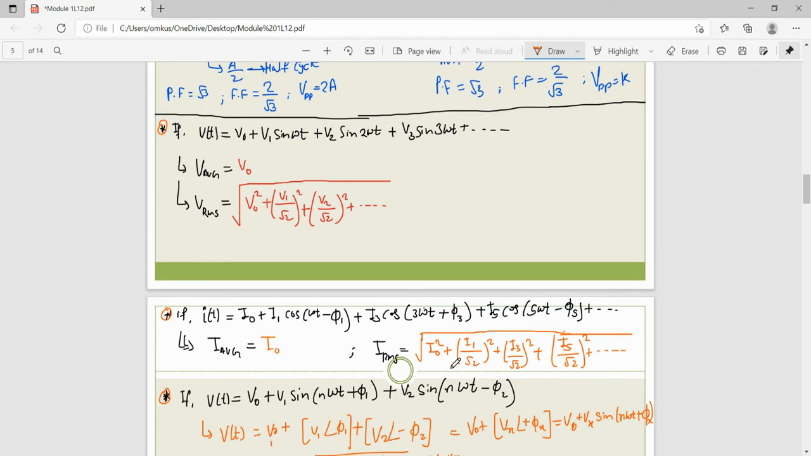So how to proceed to solve that question, see the steps. V of t is given to you, and the expression looks like V naught plus V1 sin omega t plus V2 sin 2 omega t plus V3 sin 3 omega t. See here different frequency terms are given, right? This is omega t, this is 2 omega t, and this is 3 omega t. So there are different frequencies in this voltage waveform. When you find the average value, it is directly this V naught.